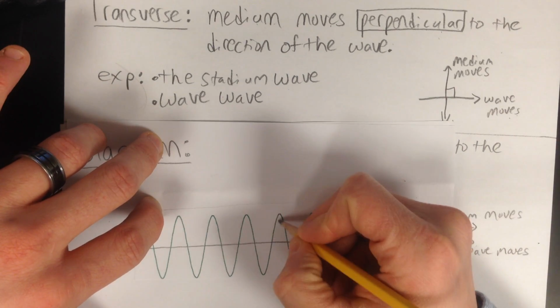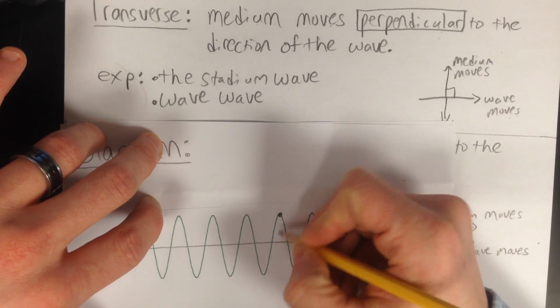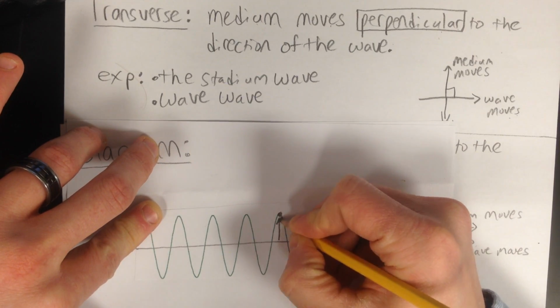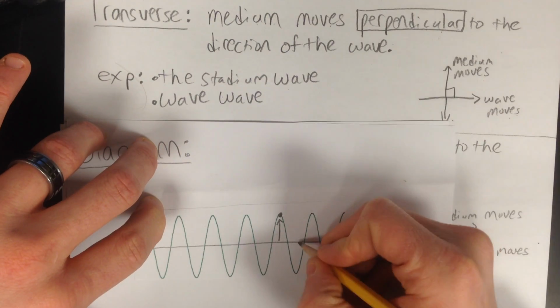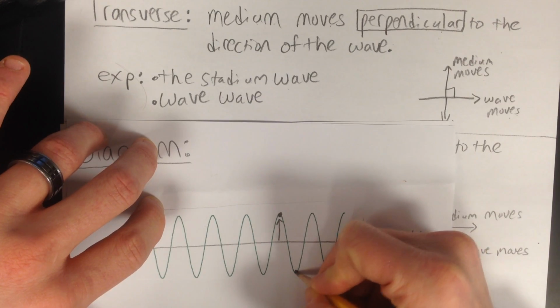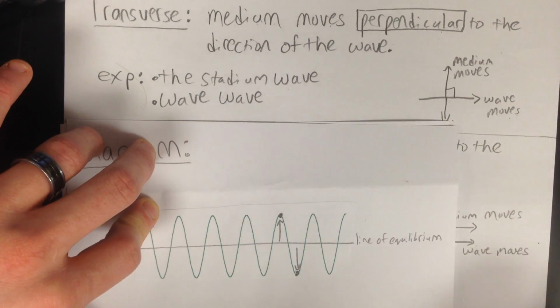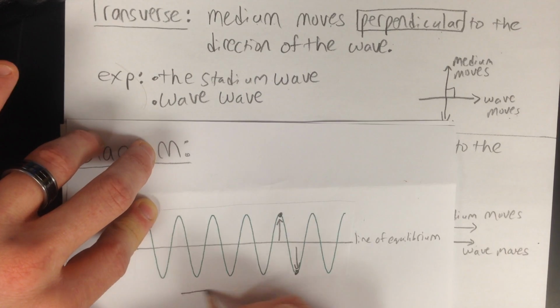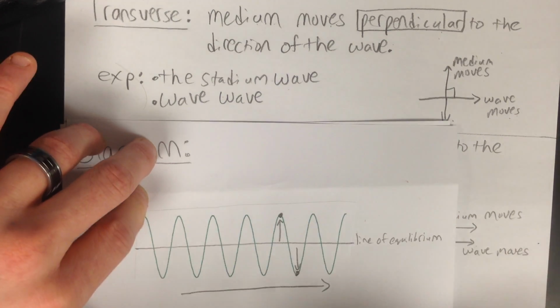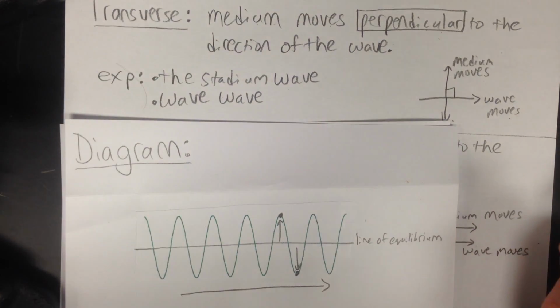And if here's a water molecule at the top, it's like the person in the stadium. It sat up, and then later on that water molecule will sit down. It moves up and down, but which way is the wave going? Left to right, perpendicular to the way the water molecules are moving. So that's a transverse wave.